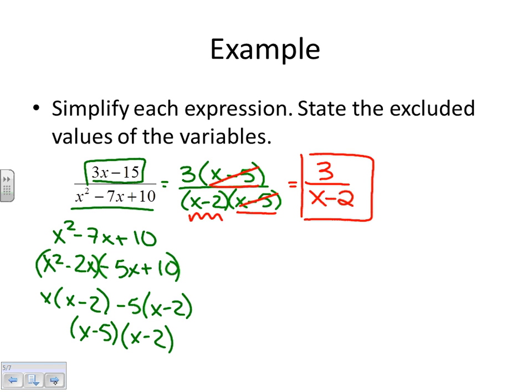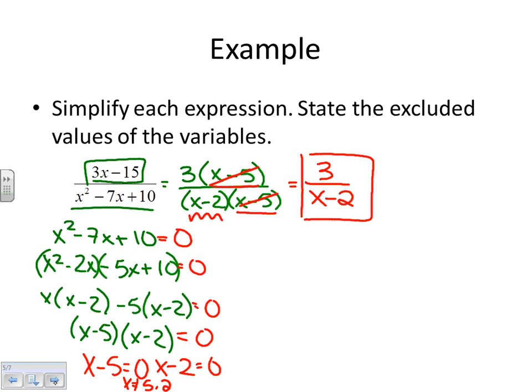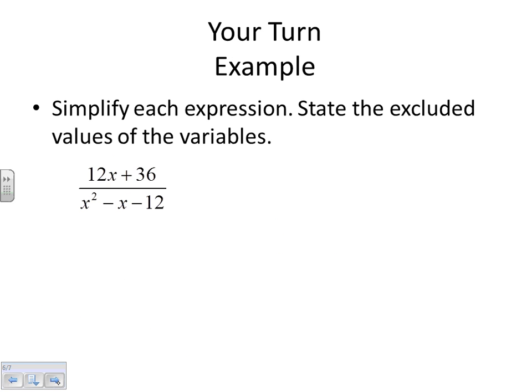Now it also asks for the excluded values of the variables. So we come down here where we've already done all of this. Remember, to find the excluded value, we set the denominator equal to 0. We have x minus 5 equals 0 and x minus 2 equals 0. So x cannot be 5 or 2. And that's it.